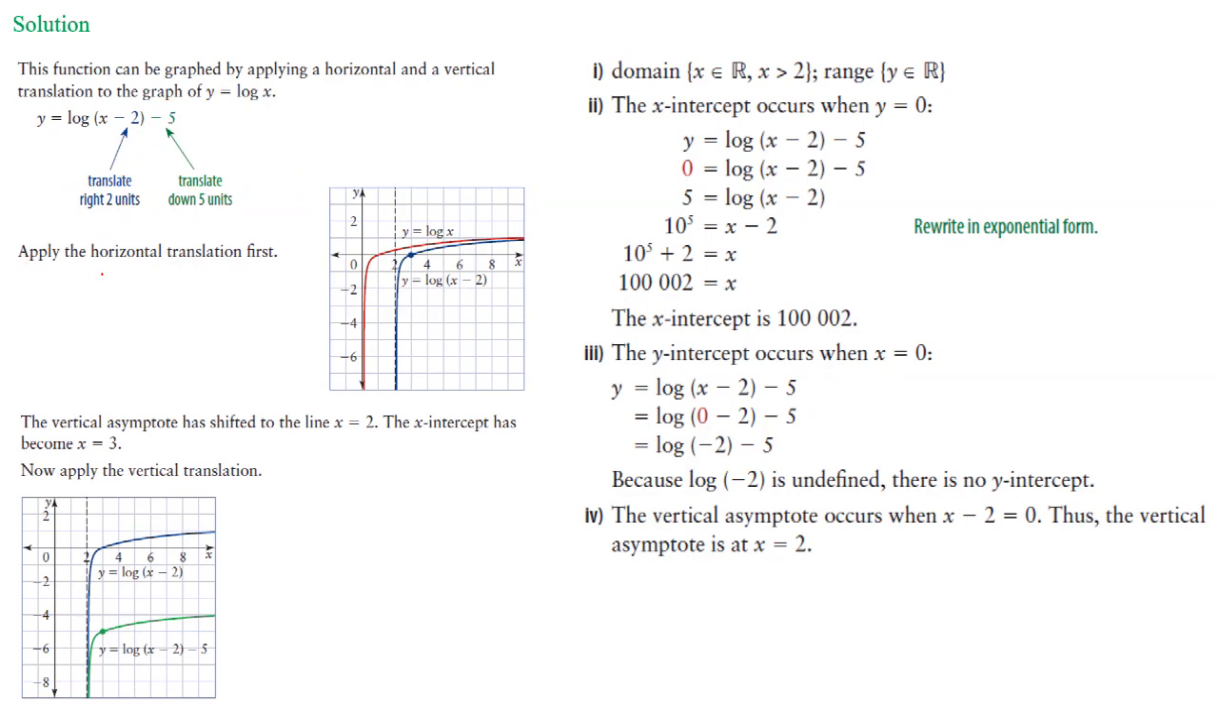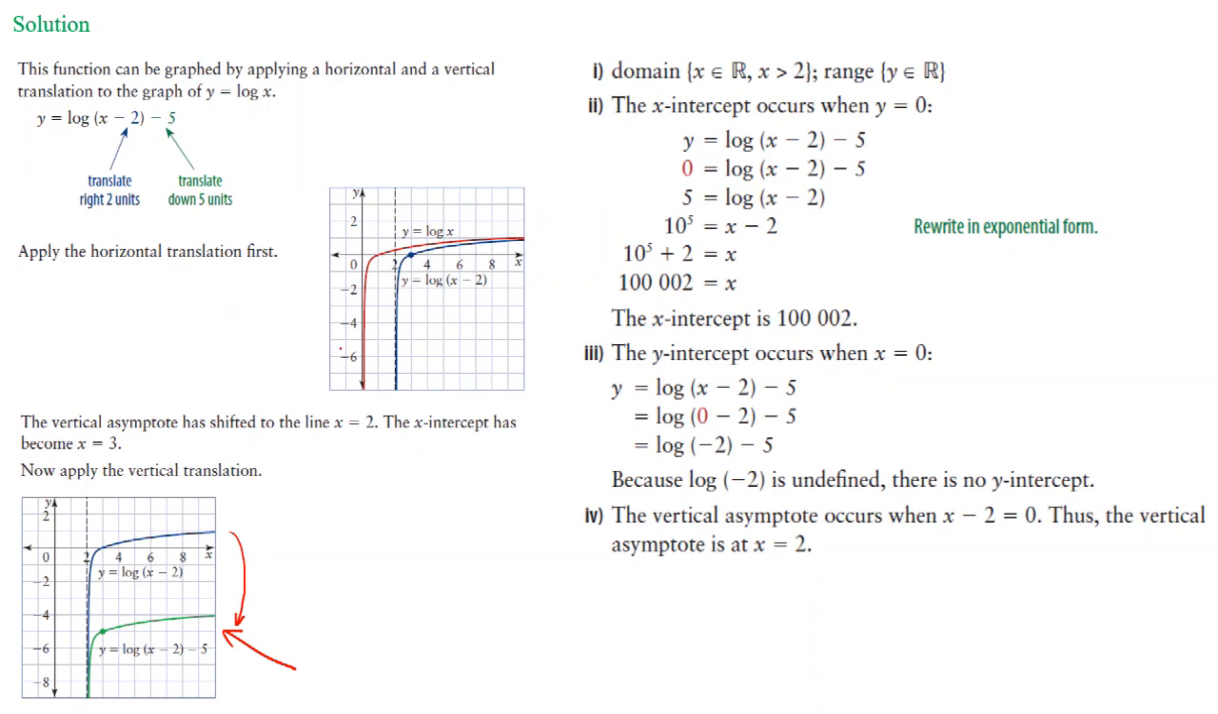So first of all, we can apply the horizontal translation first. That's 2 units to the right. And the graph of this function is moving from the red curve to the blue curve here, right? And then we can apply the vertical translation down by 5 units. Then it moves from the blue curve to the green curve. And the green curve is the graph of the function y equals log base 10 of (x minus 2) minus 5. This is the curve we want here, right?